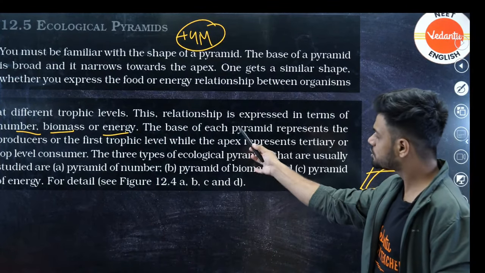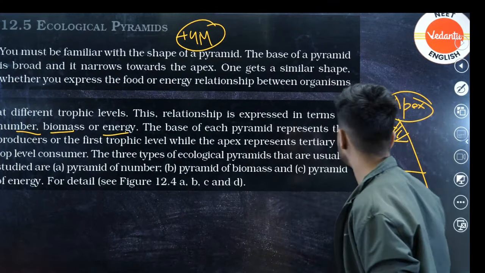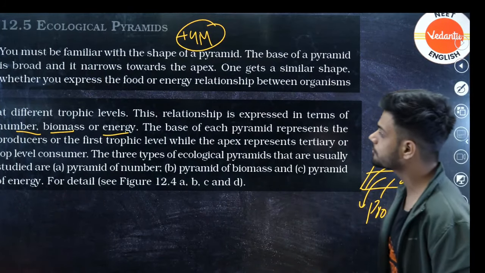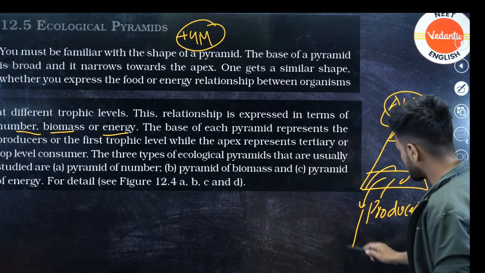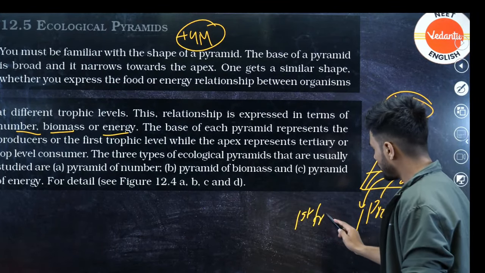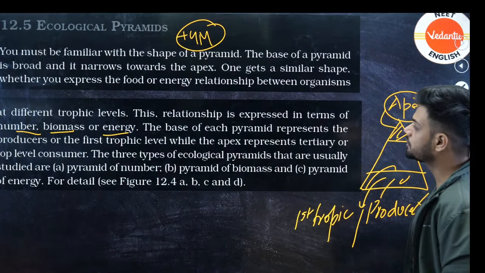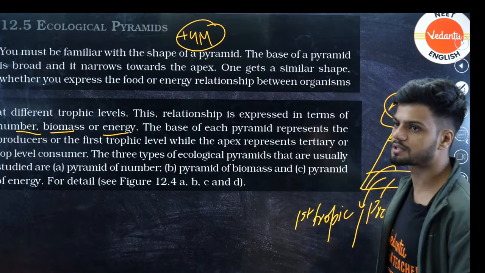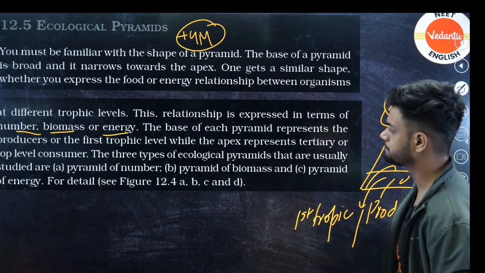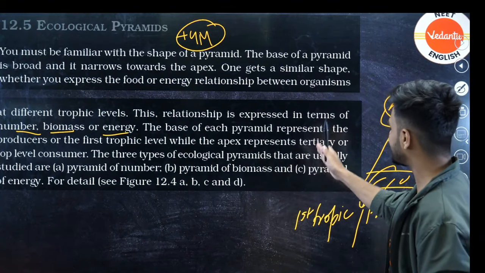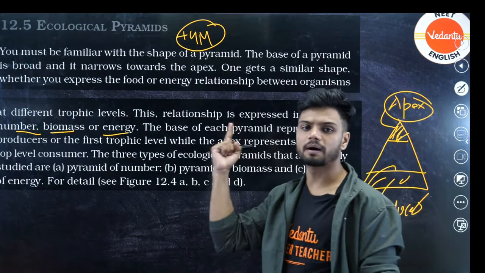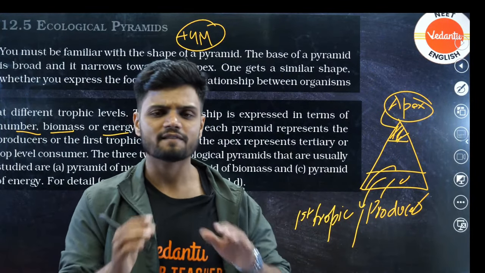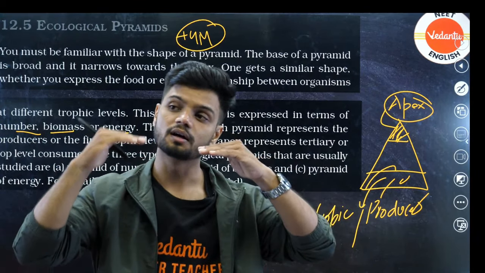The base of the pyramid represents the producers, or the first trophic level. While the apex represents the tertiary or top carnivores. The three types of ecological pyramids that are usually studied are the pyramid of number, pyramid of biomass, as well as pyramid of energy.